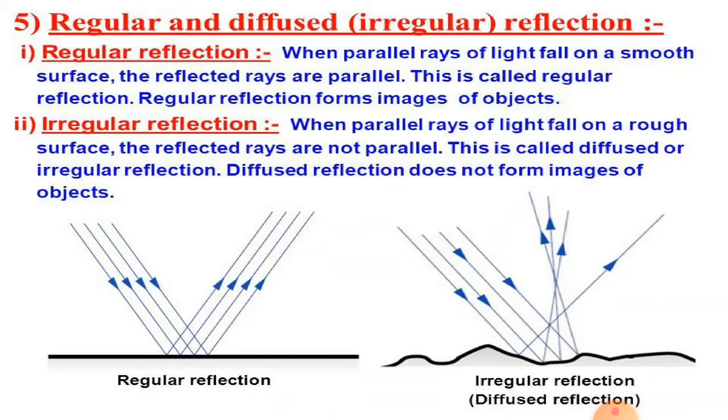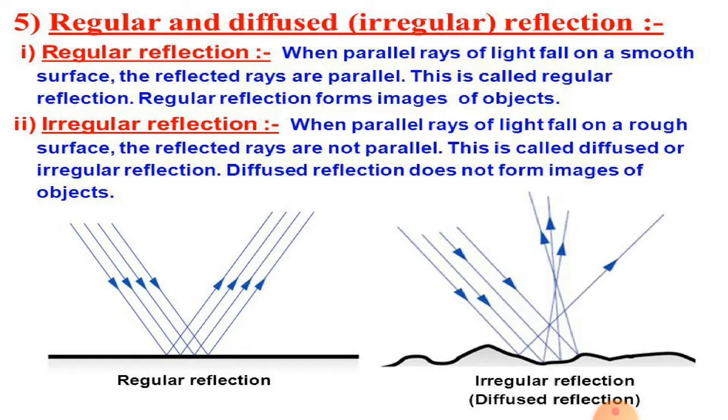Now we are going to know about regular reflection, and diffused or irregular reflection. We are going to know the difference between them. In case of regular reflection, the reflection of light takes place from a smooth surface, and this can be explained like this. We can take the example of a plane mirror. All the particles of the smooth surface like a plane mirror are facing in one direction, and due to this the angle of incidence of all the parallel rays of light falling on a smooth surface is the same, and hence the angle of reflection for all the rays of light is also the same.